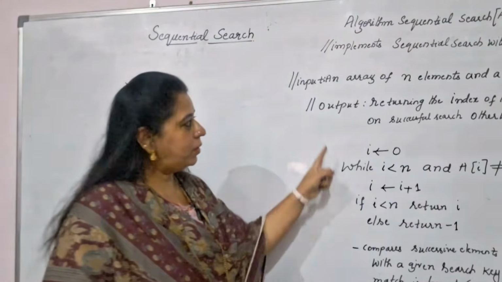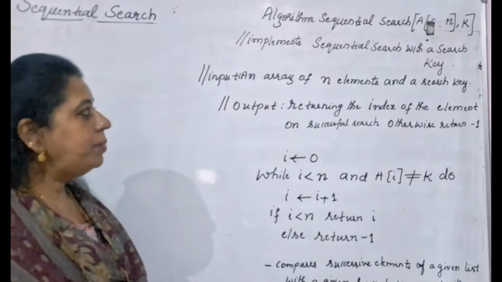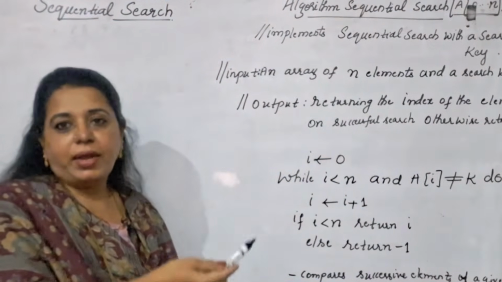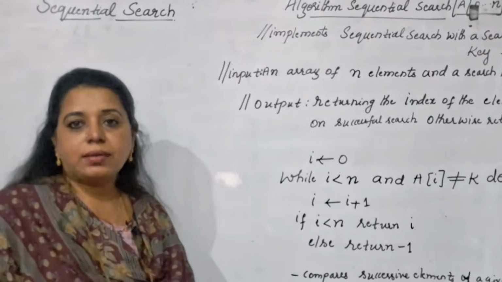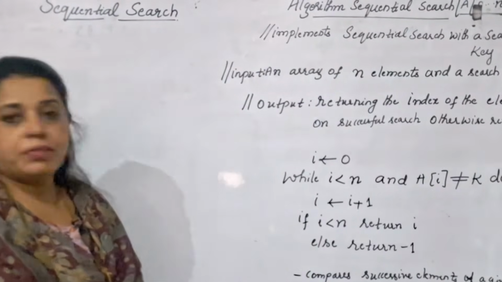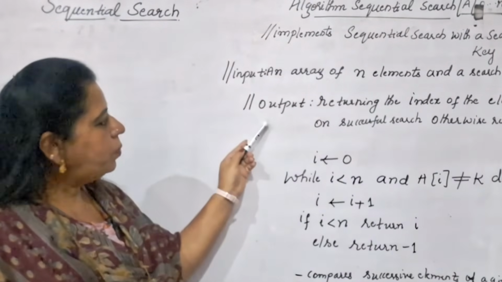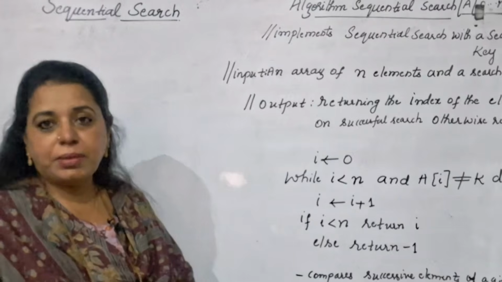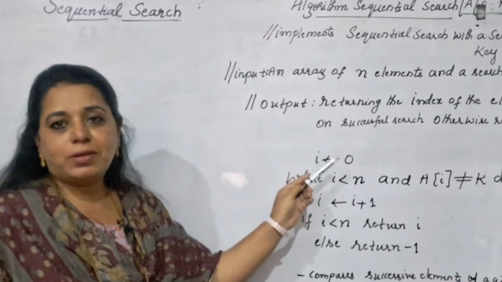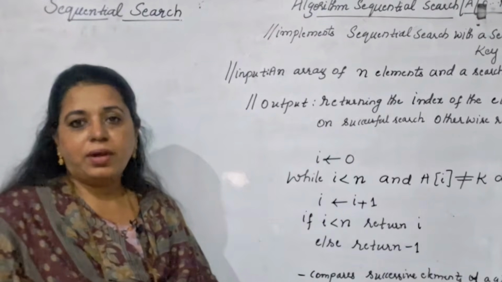However, these are the steps for the algorithm. The first three lines I have written are comment lines. The first one says: implement sequential search with a search key. You need an array of n elements and a search key. So these are the two inputs. The first comment line says it implements sequential search with a search key, and the input is an array of n elements and a search key. The output is the index of the element. That means it returns the location where that particular element is present on a successful search. If it does not find the element, it will return -1. This is how the algorithm is.